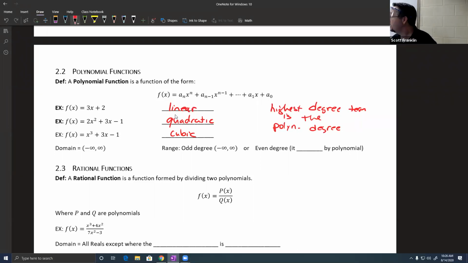The domain, the set of all inputs, is all real numbers again. You can plug in anything. The range, if it's an odd degree, is still the whole vertical range, that is all real numbers. You can get to every output if you have an odd degree polynomial. But if it's an even degree polynomial, it's going to be restricted. It either goes up for half of the vertical range or goes down for half of it, where it starts and goes up or starts and goes down depends on the polynomial. So it varies by polynomial.